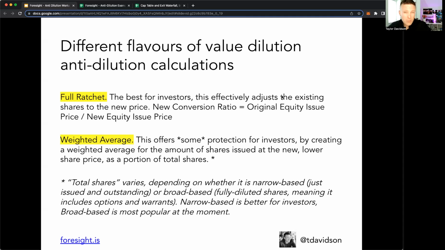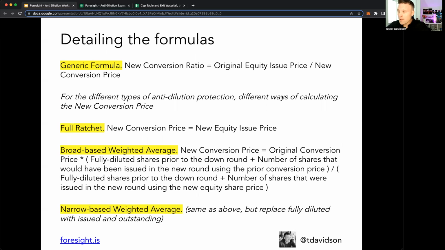Broad-based is more popular at the moment, and it's basically the standard term used today. And we'll show the amount of difference between the two. Honestly, it just varies with how many options and warrants you have as a portion of your total shares outstanding. Now, the way you think about the formulas, there's a generic formula, right?